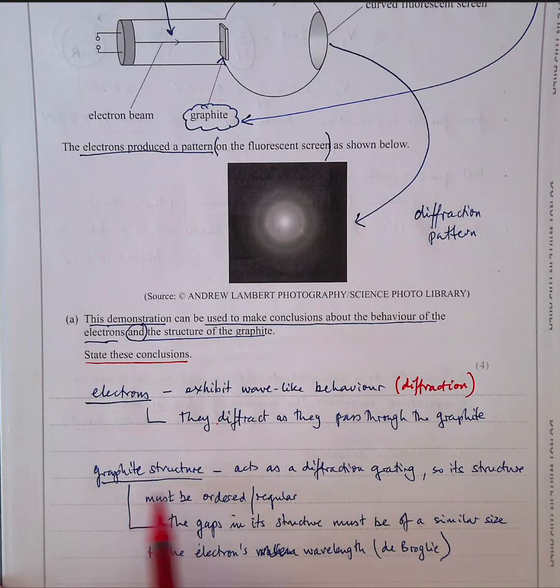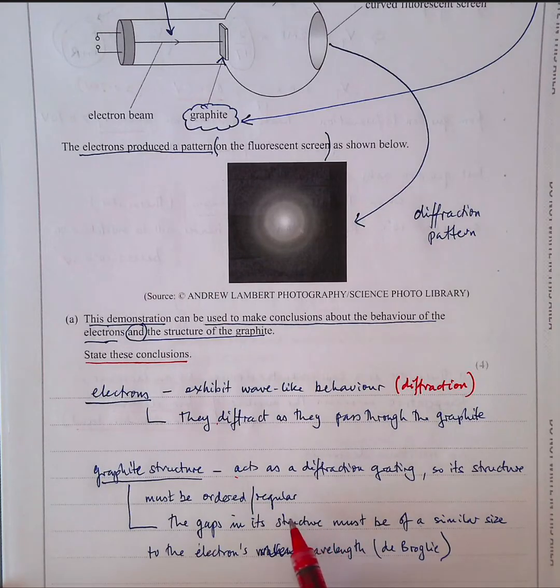And what does that tell us about structure? For the diffraction to occur, it must act as a diffraction grating. So its structure must be ordered or regular, so regular spaces in between them, which is what a diffraction grating is. So it must have an ordered, rigid structure, a crystalline structure, you could say. So there must be gaps that allow that to happen. The gaps in its structure must also be of a similar size to the electron's de Broglie wavelength. The wavelength is lambda equals h over p. The momentum of the electrons determines their effective wavelength.